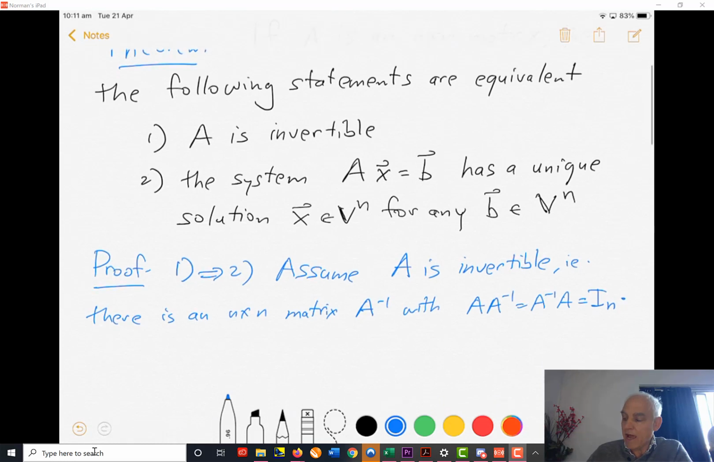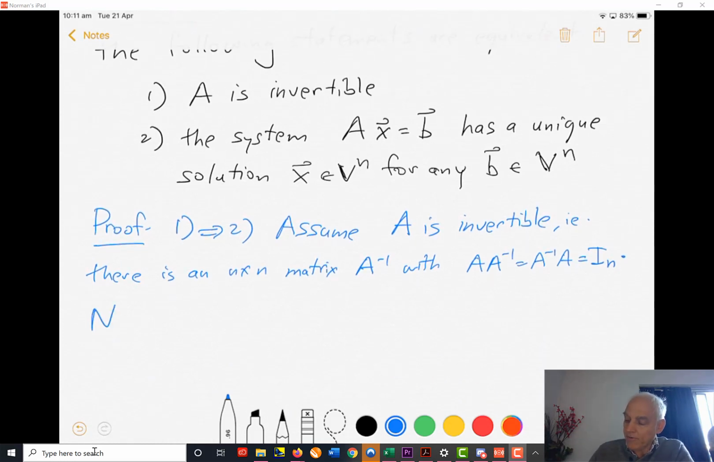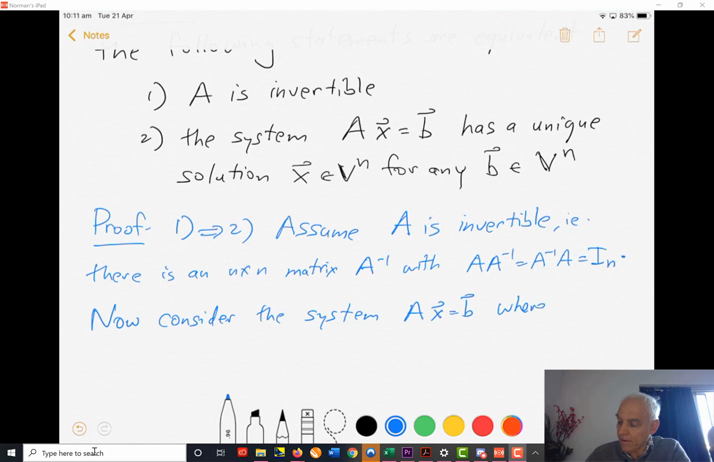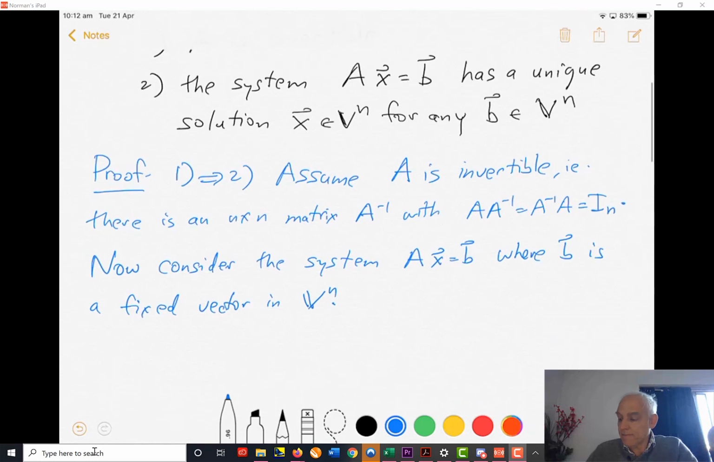Okay, so now let's have a look at the system AX equals B. So now consider the system AX equals B, where B is a fixed vector. We're fixing this vector. It's a fixed vector in our n-dimensional space of column vectors. How do we get at a unique solution X?